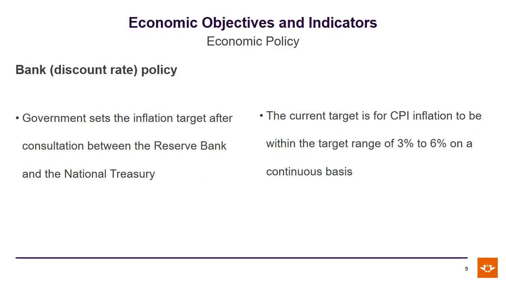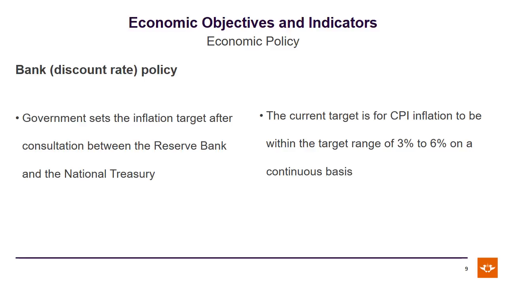Now, even though the tools of monetary policy involve influencing money supply and interest rates, the indicator that governments target after consultation with the Reserve Bank is actually inflation. So South Africa uses inflation targeting to manage economic activity when using monetary policy. For us here in South Africa, we target a band of inflation, and the band is 3% to 6%.